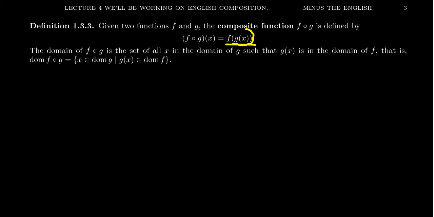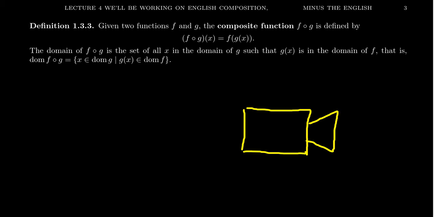So g of x is itself a number, and so we're going to put that number inside of f. So we're going to evaluate f at the number that g evaluates x at. To make that a little bit more clear, I want you to think of the following analogy. Functions are often thought of as machines. Without drawing too much detail here, I'm going to pretend my machine looks like this little bubblegum wrapper. This is the machine g.